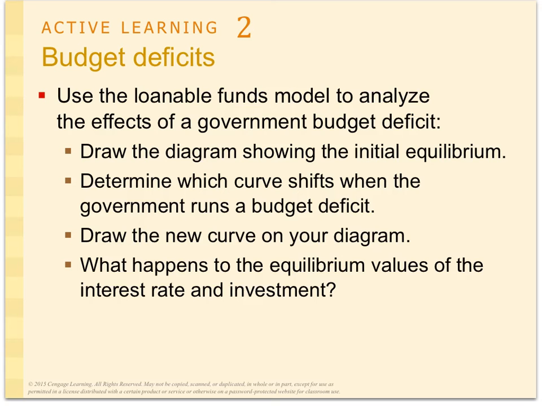Now we are going to talk about the third policy, which is a little bit complicated, but it's easy if you understand the idea of supply and demand of loanable funds. Now we are going to use the loanable funds model to analyze the effects of a government budget deficit. First, we will draw the diagram showing the initial equilibrium. And second, we will determine which curve shifts when the government runs a budget deficit. And then third, we will draw a new curve on our diagram. And then the last part is comparing the equilibrium and values of interest rate and investment.